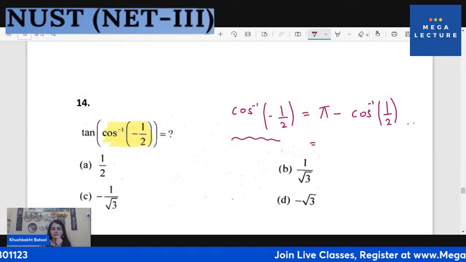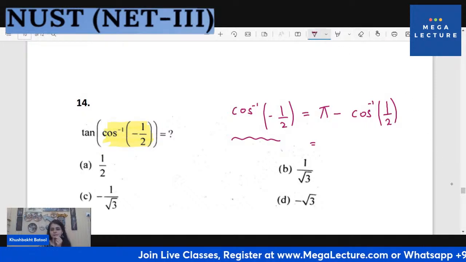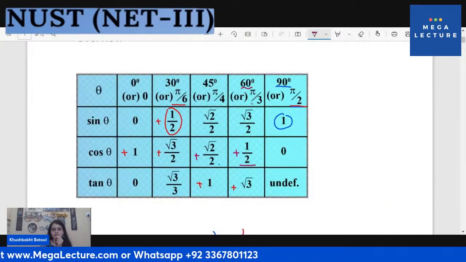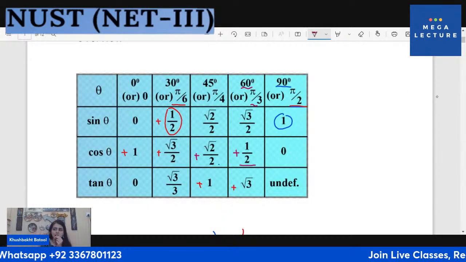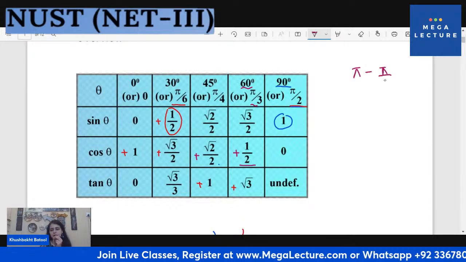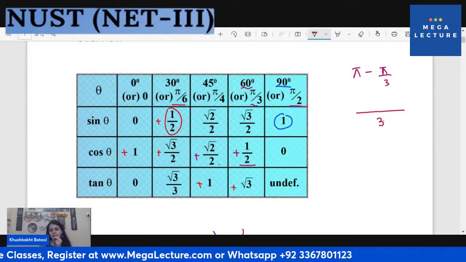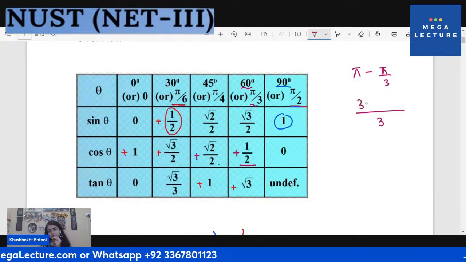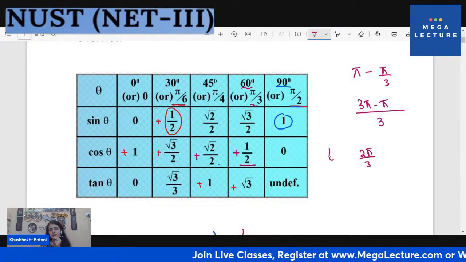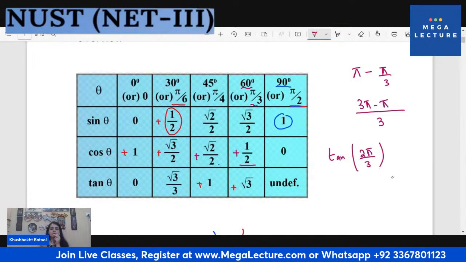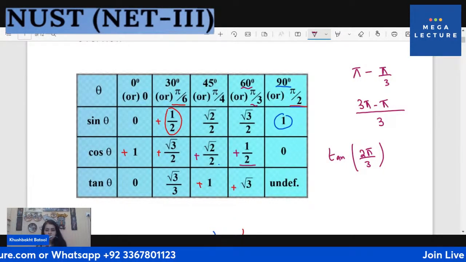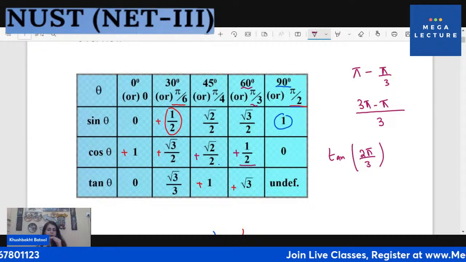Now you need to find the value of cos inverse 1 by 2. Here is the table. It is 60 degrees or pi by 3. So we can take pi by 3 because in the formula we are doing pi minus pi by 3. So I will have pi minus pi by 3, and I'll have 3 here, 3 pi minus pi, and it would give me 2 pi by 3. Now I need to find the value of tan at 2 pi by 3. Now we do not have the values of sine, cos, tan for obtuse angles. We only have for acute angles. Now you need to think about it logically.